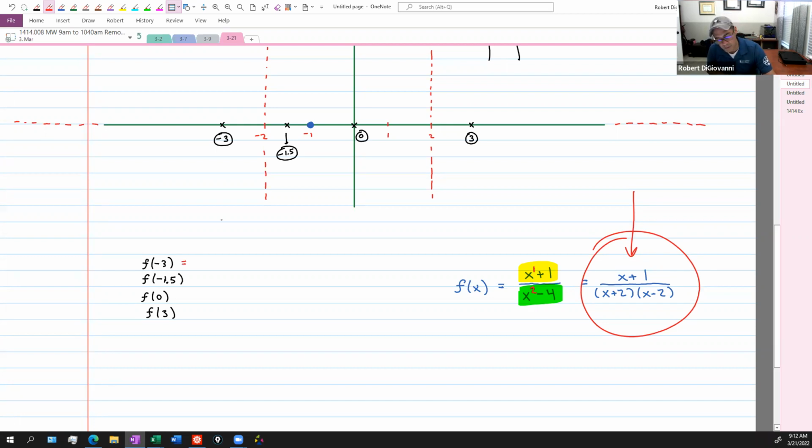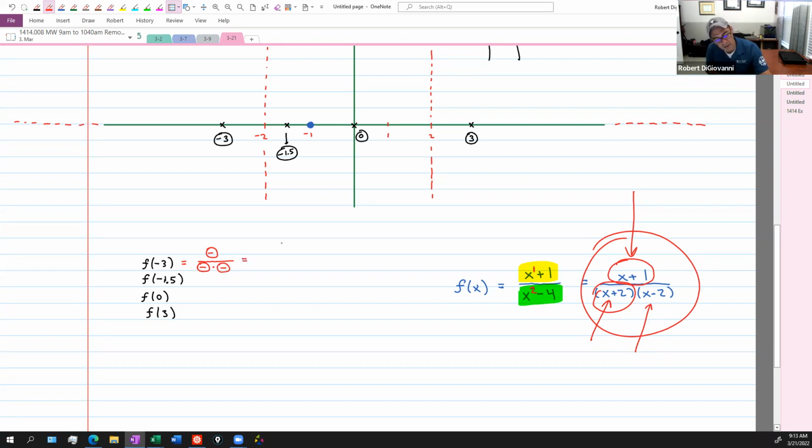If I plug in negative 3, imagine what happens if I plug in negative 3 to the top. Negative 3 plus 1 would be negative 2, right? I don't even care that it's negative 2. I just care that it's negative. I get a negative on top. On the bottom, if I plug in negative 3 here, negative 3 plus 2 is negative 1. That gives me another negative number. And then I'm going to multiply that times, if I plug negative 3 in here, negative 3 take away 2 is negative 5. So that's another negative number. So I get all negative numbers there.